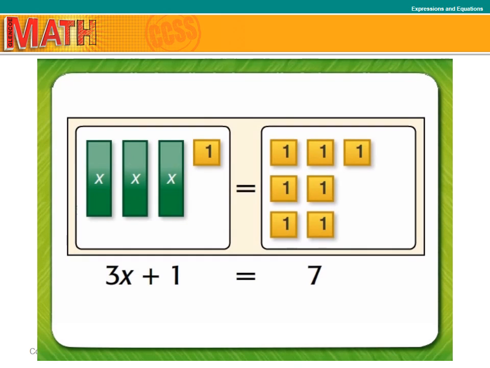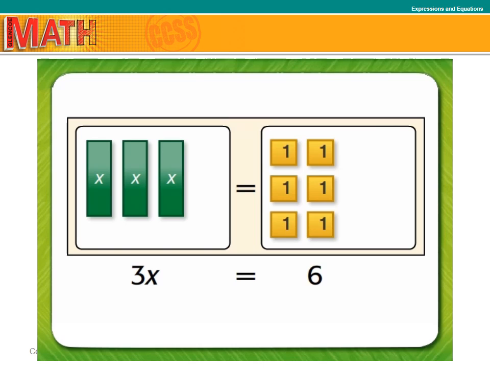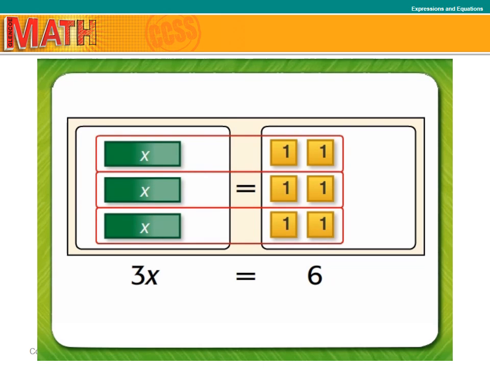In the first method, we will use a model to solve the equation. First, model 3x plus 1 equals 7. Next, remove 1 from each mat. Separate the remaining tiles into 3 equal groups. There are 2 1 tiles in each group, so x equals 2.